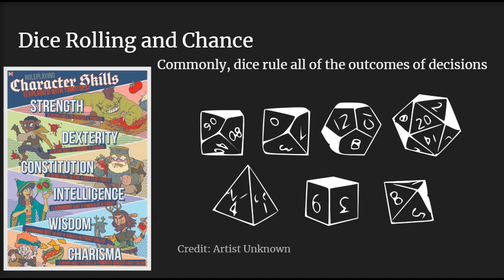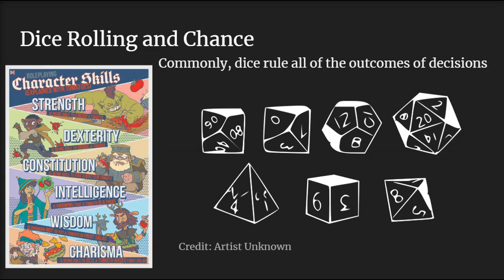Next is a D12. A D12 has 12 sides. And next is a d20. A d20 has 20 sides. On the bottom of this, starting on the left, is a d4. There's 4 sides and 4 possibilities, each located on the corners of the triangular faces. Next is a d6, the common gaming die. It has 6 sides. And then is a d8, 8 sides.